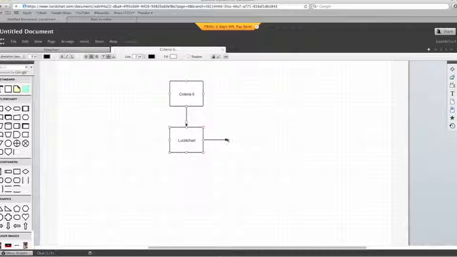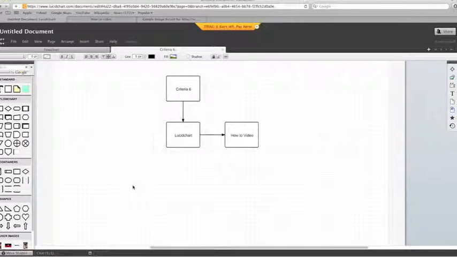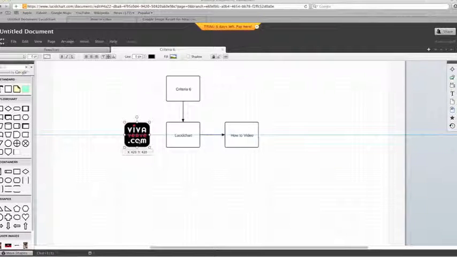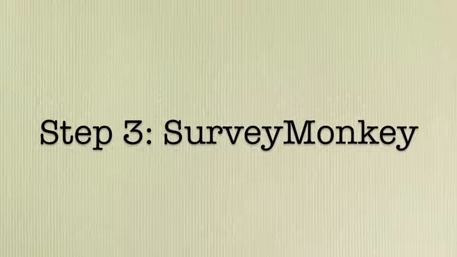I then made another line which linked onto another box which said how-to video. I then went on to Google and got one of my previous images I'd used from my post-production evaluations.